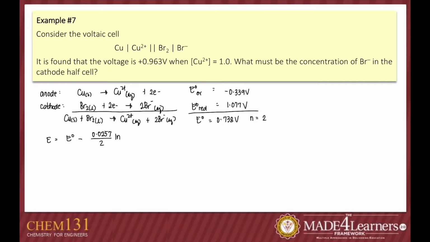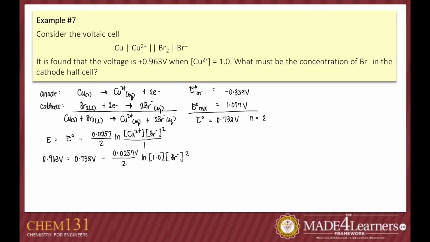So copper nga solid plus bromine nga liquid producing copper 2 plus Aq plus 2 Br negative Aq. So concentration ni copper times concentration ni bromide raised to the power of 2, and they're all divided by 1. Okay, solid or liquid naman ang nasa reactants. And then we substitute. So the cell voltage is 0.963 volts, and the standard cell voltage is 0.738 volts minus 0.0257 divided by 2. This is volts.